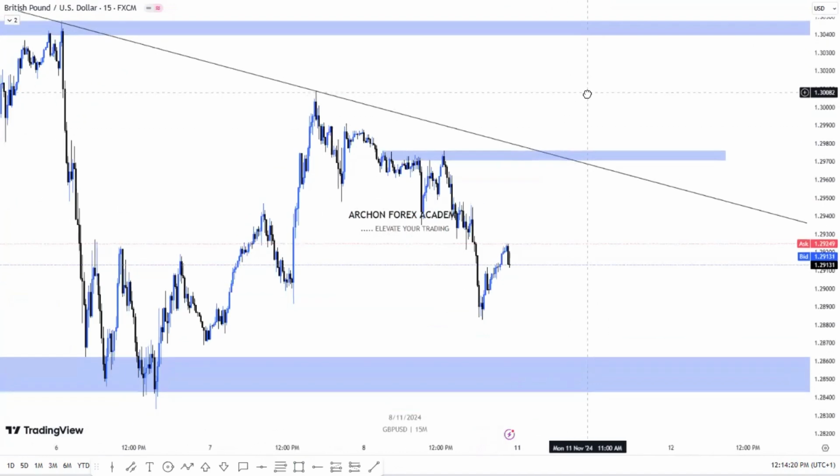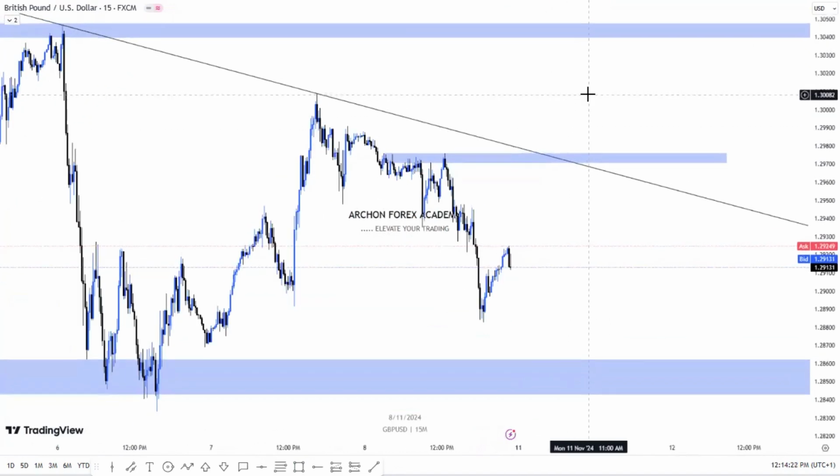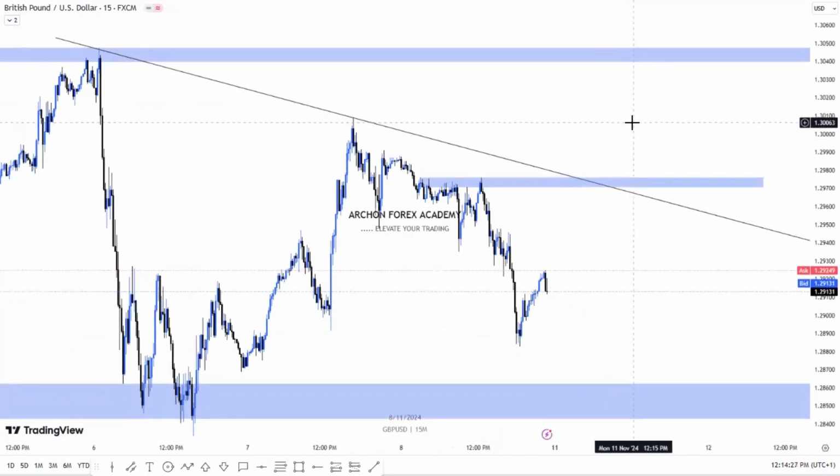So generally, I'm looking for a sell. As I said earlier, I'm not interested in the buy. I'm interested in the sell from here or here, either of the two.